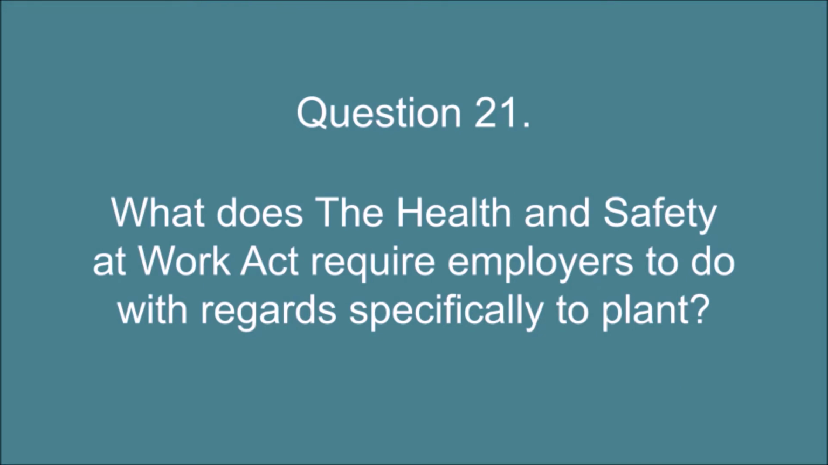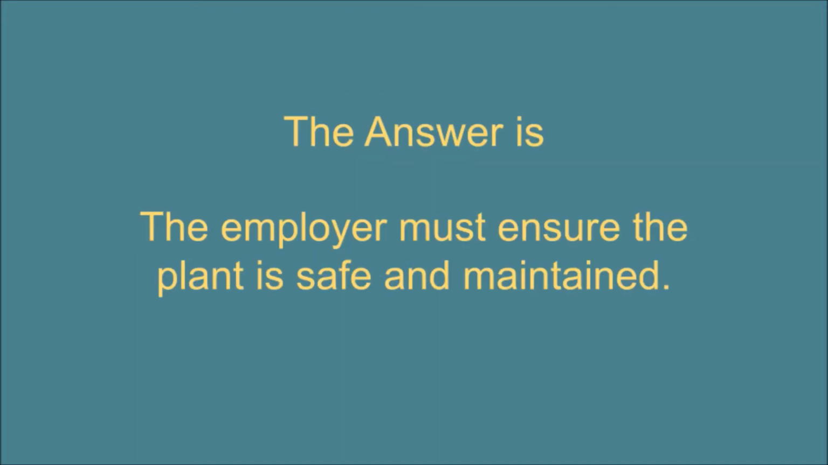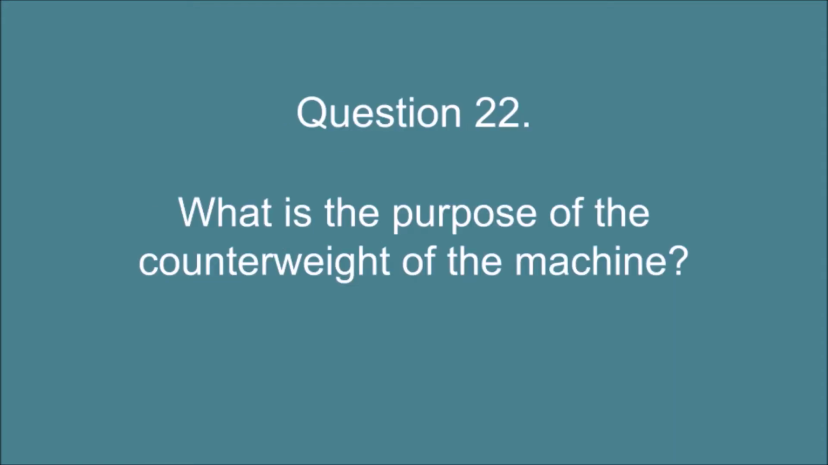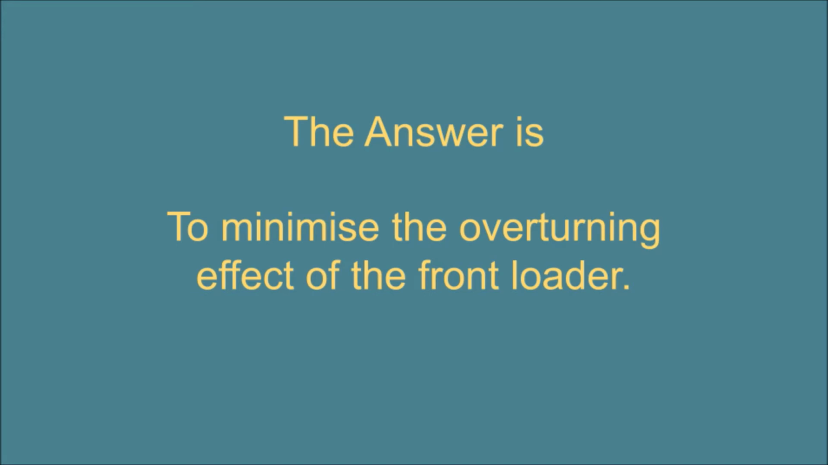Question 21. What does the Health and Safety at Work Act require employers to do with regards specifically to plant? The answer is: the employer must ensure the plant is safe and maintained. Question 22. What is the purpose of the counterweight of the machine? The answer is: to minimize the overturning effect of the front loader.